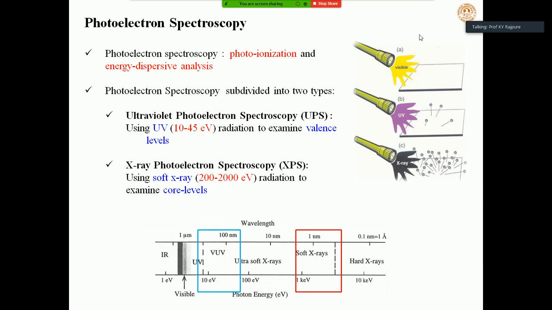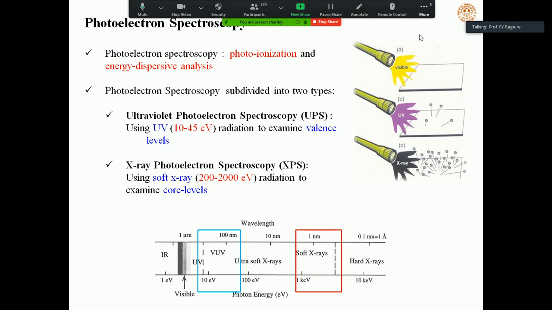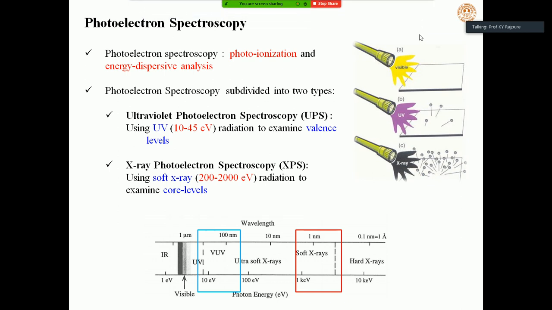And we say that the charge on the atom is +1, and this atom has converted into an ion. This is called a singly ionized atom, or ion. When an atom gets converted into an ion, an electron has to be removed. So when this electron is removed, if you try to measure the energy of this removed electron, it is the principle of photoelectron spectroscopy.